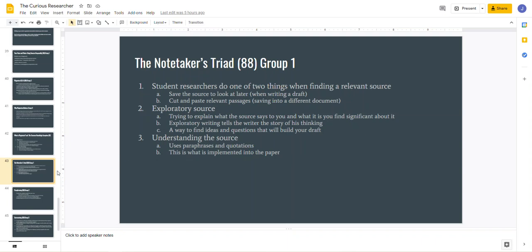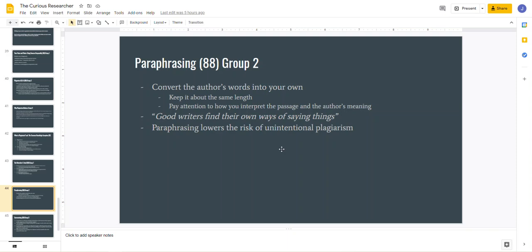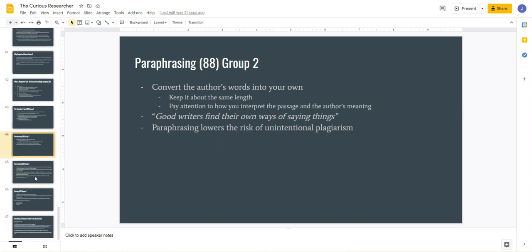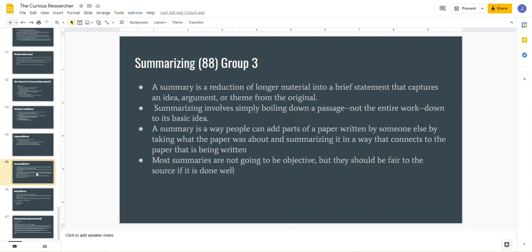So this is the triad here, and it's really paraphrasing, and paraphrasing sometimes is much harder than actually using quotes, because then you have to rewrite the passage in your own words, and you have to stay away from the structure of that particular passage, right? You have to keep it about the same length, pay attention to how you interpret the passage and the author's meaning. You've got to find your own way of saying that, and sometimes paraphrasing is really a difficult task. You have to put a little effort into paraphrasing.